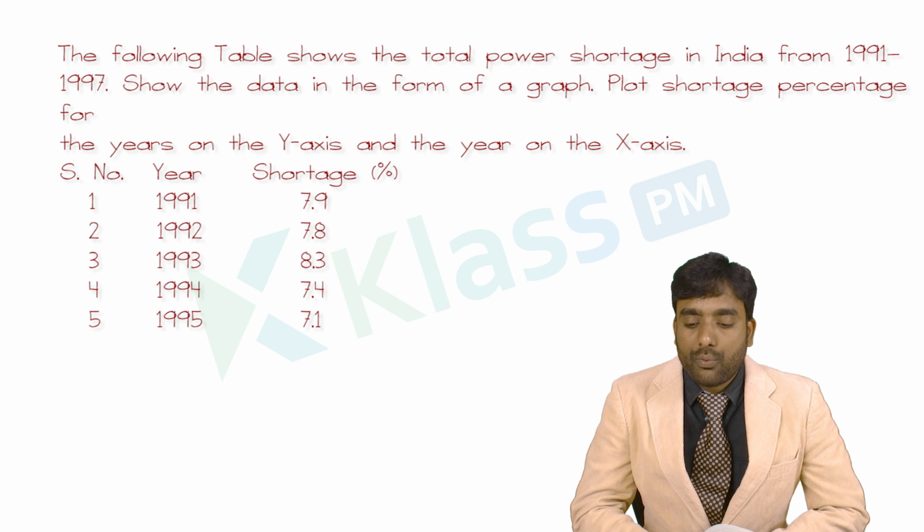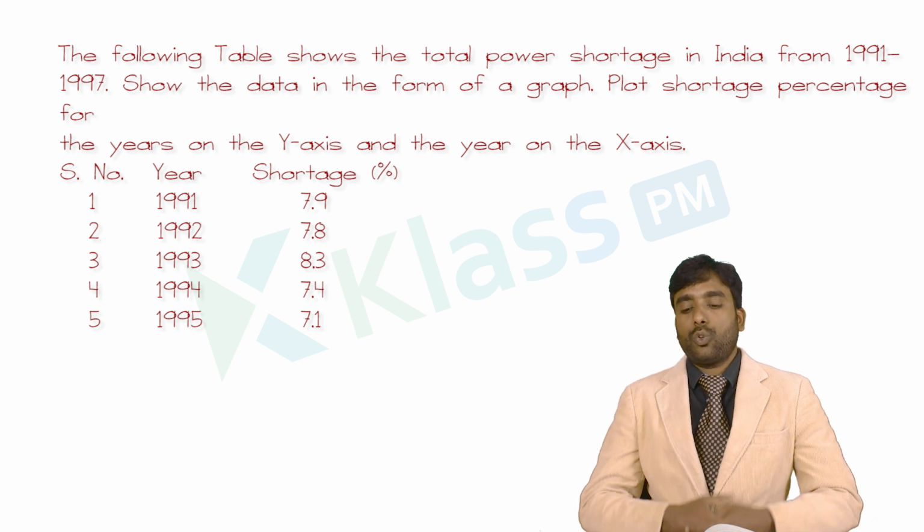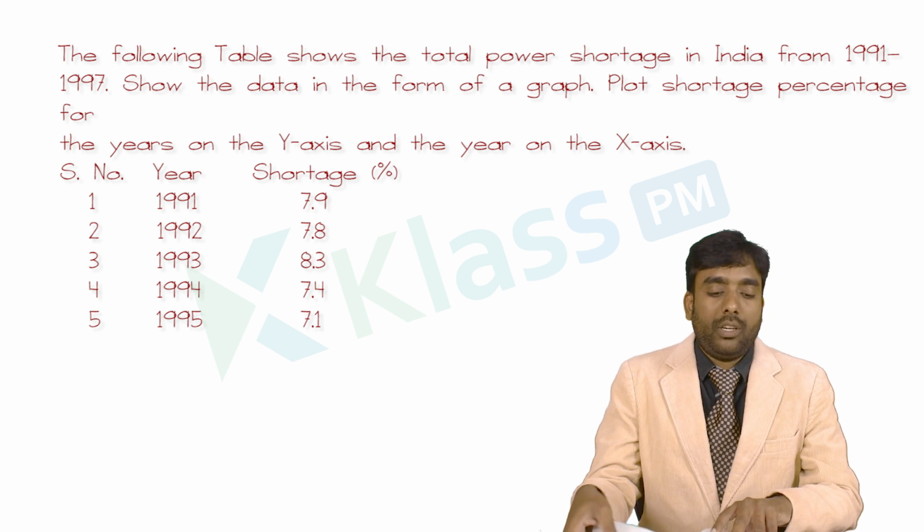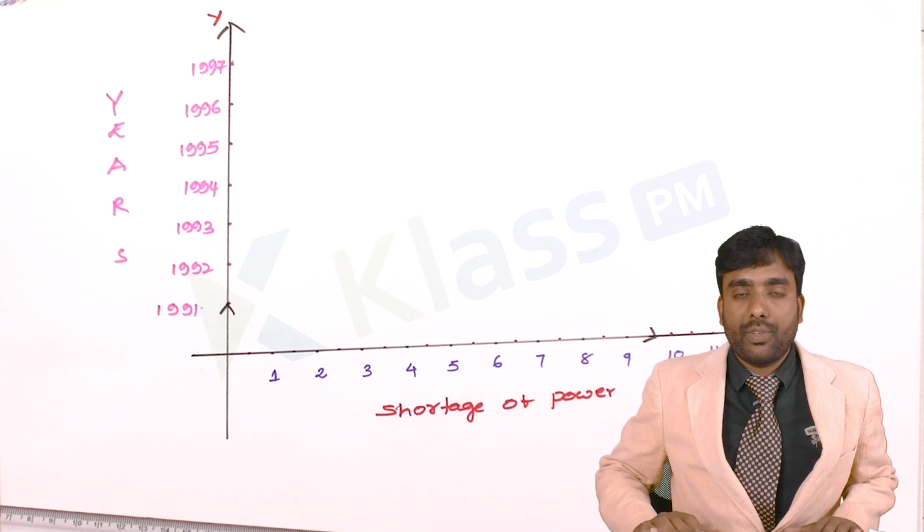Ninth question. The following table shows the total power shortage in India from 1991 to 1997. Show the data in the form of a graph. Plot shortage percentages on the y-axis and years on the x-axis. So we have to represent this given table on a graph. Let's make the graph. Solution for the ninth question.